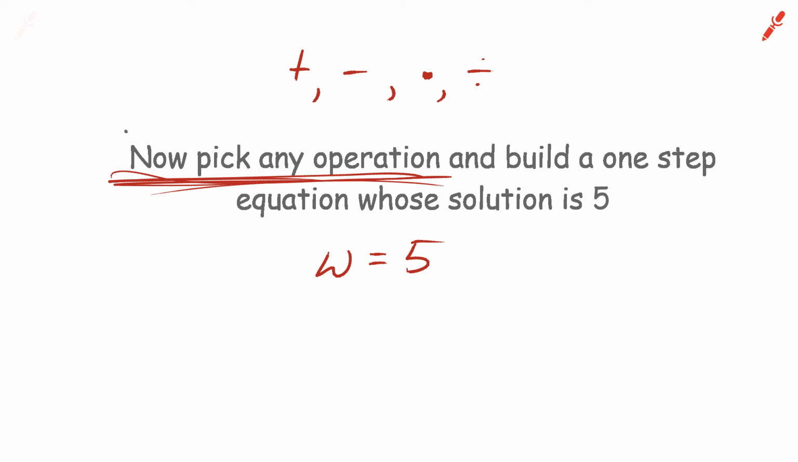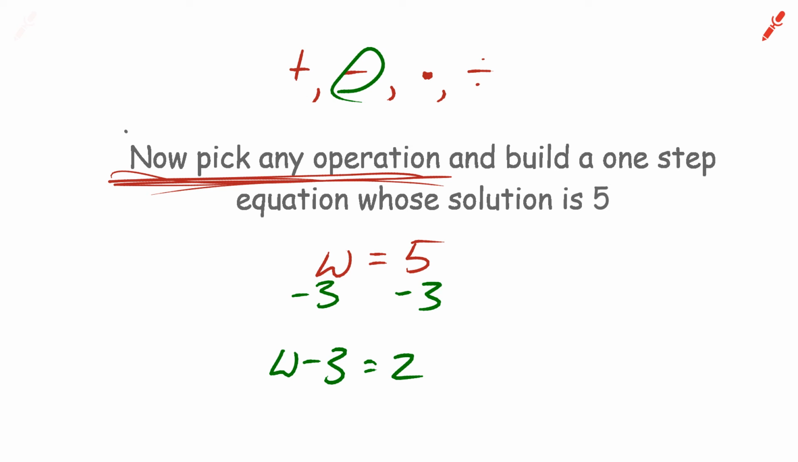I'm personally going to go ahead and pick subtraction. So I'm going to subtract, and I pick a number. Let's pick 3 from both sides, and I get w minus 3 equals 2. It's that easy, guys. Not a big deal.